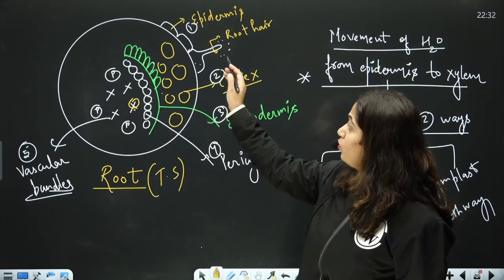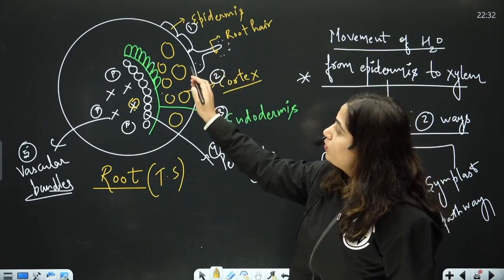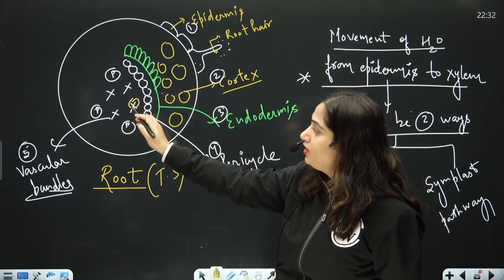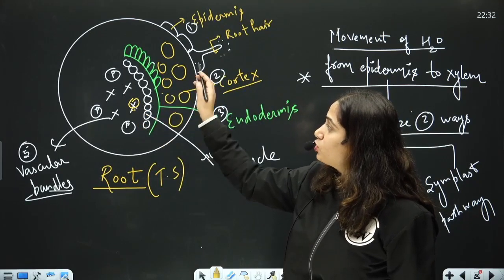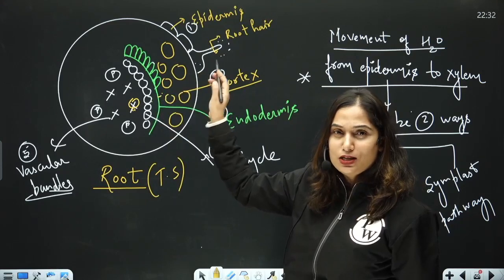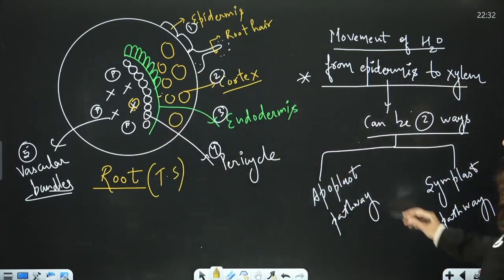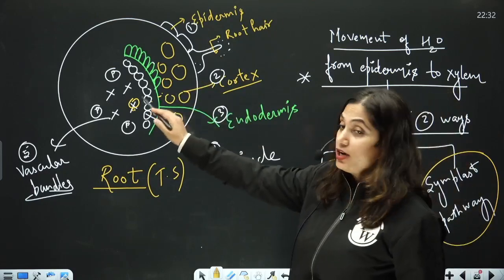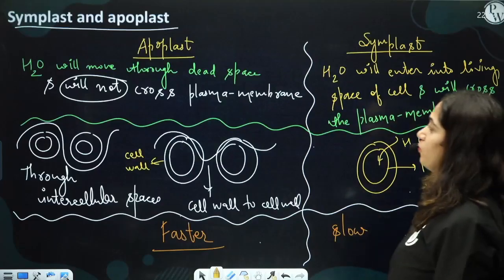So the root hair has absorbed water from the soil, but now the water has to cross many layers to ultimately reach the xylem. What kind of movement is shown by the water when it is crossing these different layers? Water shows two kinds of movement, apoplast movement and symplast movement, when it crosses these different layers of the root. What kind of movement is apoplast?